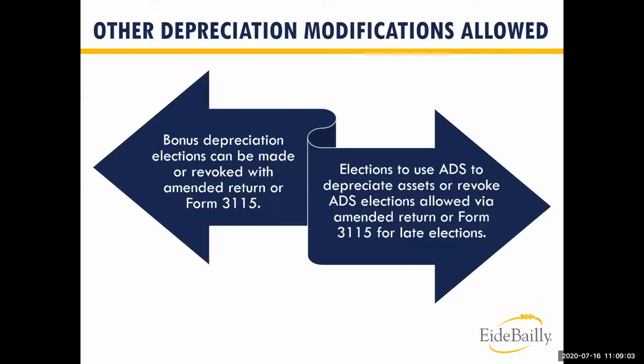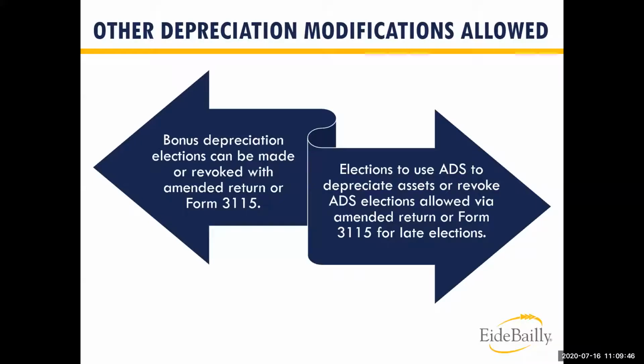And so taxpayers do have some options here to either make or revoke elections, again, with amended returns or with a Form 3115 for bonus depreciation. And similarly, with respect to the use of the alternative depreciation system, or ADS, where you typically are depreciating an asset over a longer life, you now can either make or revoke an ADS election as well. However, one thing to note here is if you do want to revoke an ADS election, often that withdrawal can only be made with an amended return.